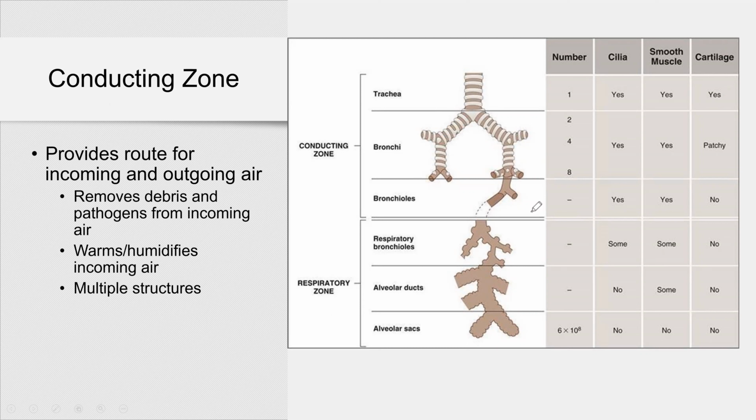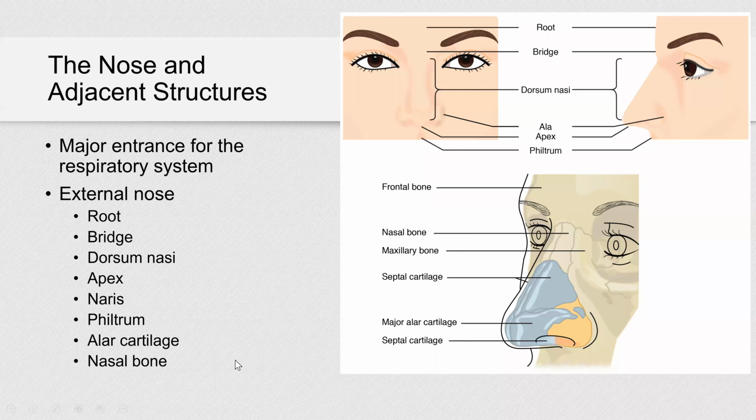Now, why do you need smooth muscles? Well, smooth muscles can contract, and you can constrict or dilate those bronchioles. Okay, so let's look at some organs in more detail. So nose and adjacent structures.